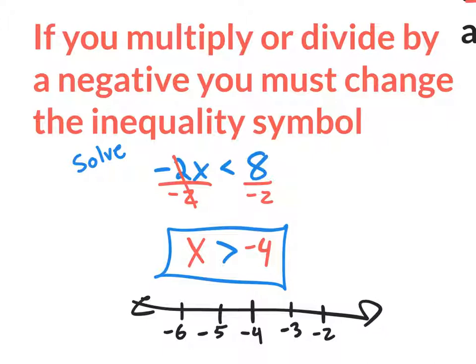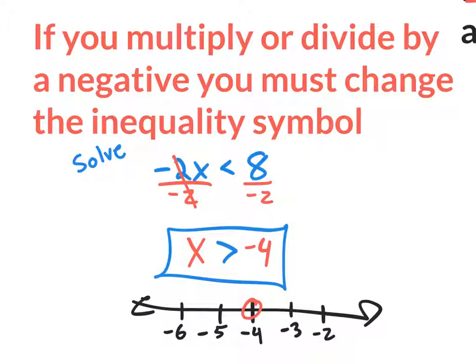And is this going to be a solid dot or an open dot? Open dot. So let's put an open dot at -4. And is it going to the left or to the right? To the right. Why is that? Because x is greater than -4. Greater, right. Less, left. So if it's a greater than symbol, it's going to be going to the right.